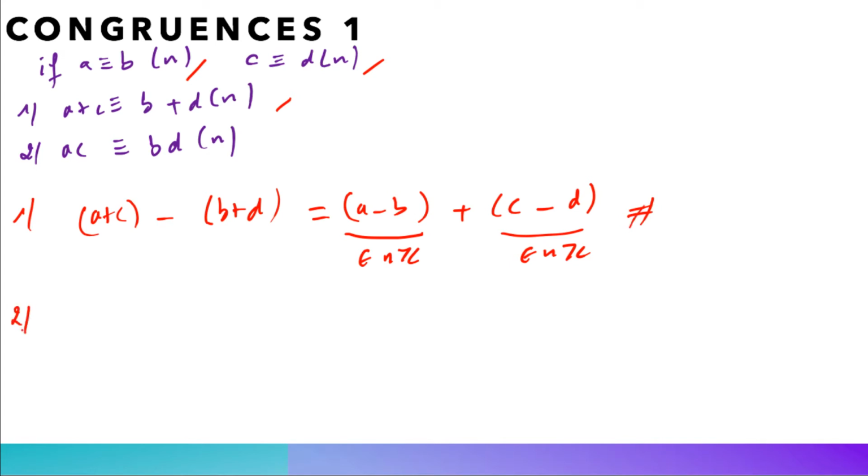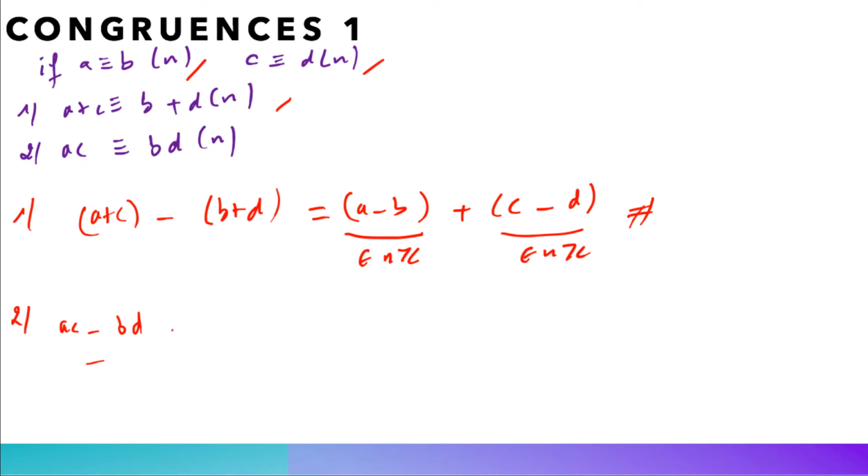Proving our second claim is a little bit trickier. Let me remind you that proving that ac is congruent to bd modulo n is equivalent to showing that ac minus bd is a multiple of n. Now to get to my goal, I would like to transform this expression to use the fact that n divides a minus b and n divides c minus d. So I should make both of them appear in this algebraic identity.